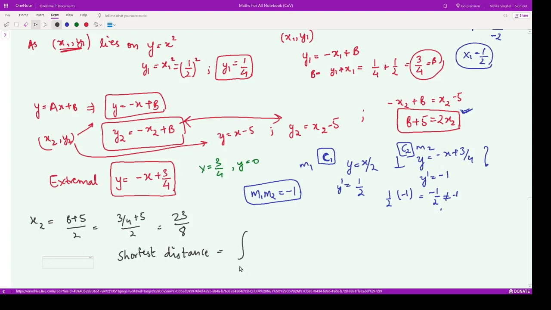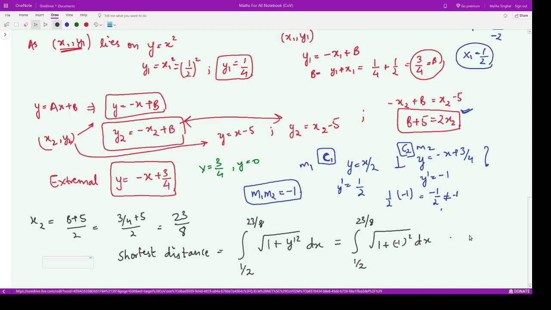integration from the point x1, that was 1 by 2, to the point x2, that is 23 by 8, of the square root of 1 plus y dash squared dx. What is y dash? We have computed y dash as minus 1. So it would be the integral from 1 by 2 to 23 by 8 of the square root of 1 plus minus 1 whole squared dx. So that would be square root 2 times x, with limits from 1 by 2 to 23 by 8. So that would simply be 19 square root 2 by 8. So the shortest distance is this.